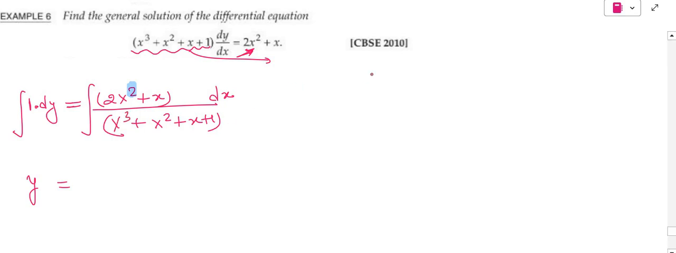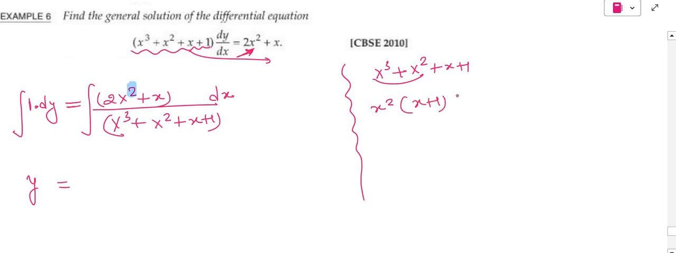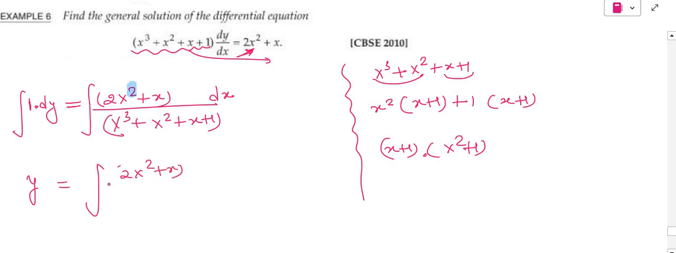So now we will try to factorize this denominator, x cube plus x square plus x plus 1. Here x square common, so x plus 1. Here 1 common in these two, so it is x plus 1. Correct? Now x plus 1 common, and here x square plus 1. So I think I am able to factorize it. I am writing x plus 1, and what we are getting is x square plus 1 dx. Now what can we do?